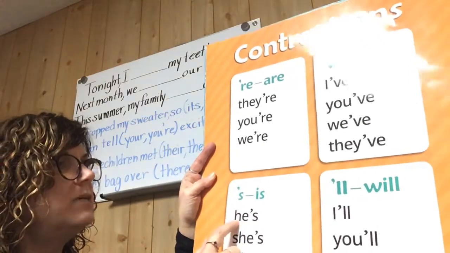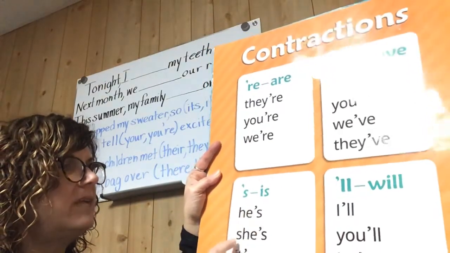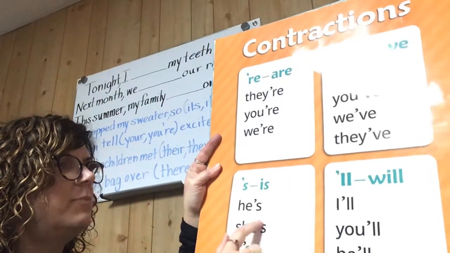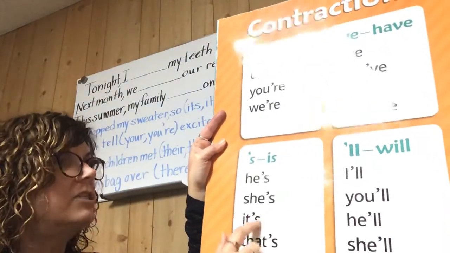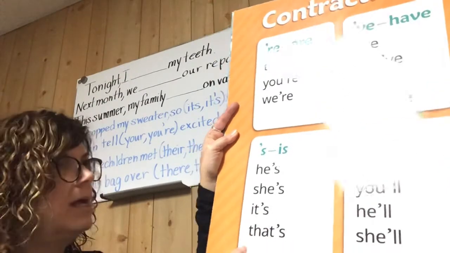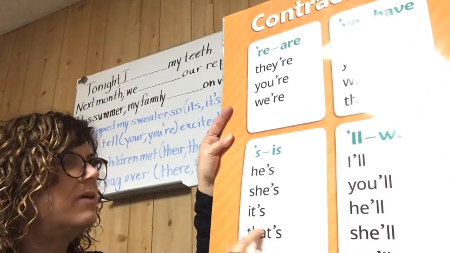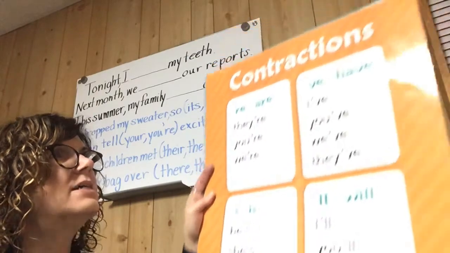So he is becomes he, all of he, apostrophe S. She is becomes she, apostrophe S. It is, or it's, becomes it, apostrophe S for it is. And that is becomes that, all of that, apostrophe S.